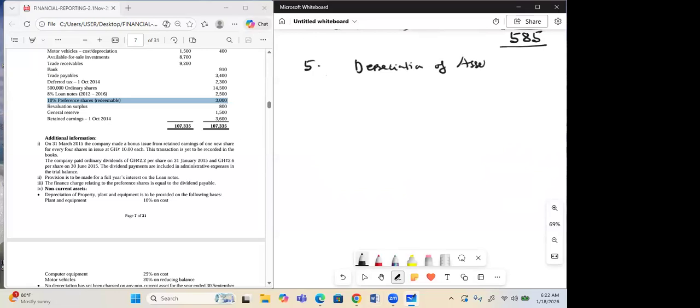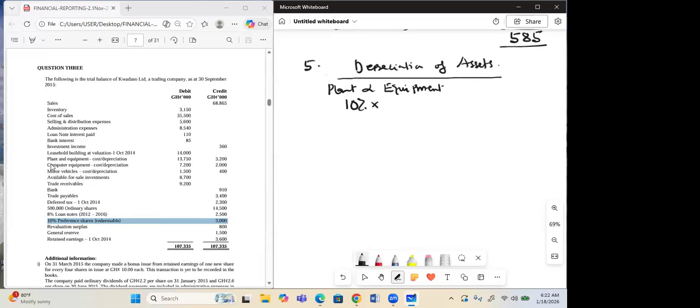Yes, please read it for me. So plant and equipment is 10% on cost. So go to your trial balance and give me the plant and equipment cost. Plant and equipment. That is it.